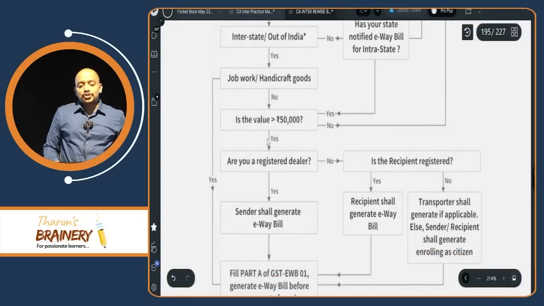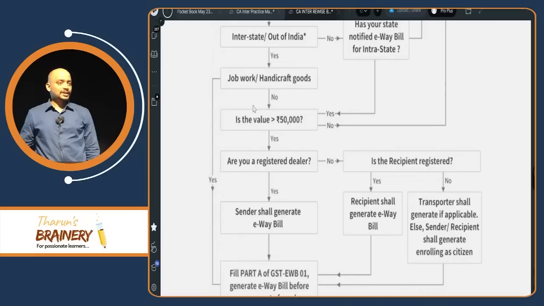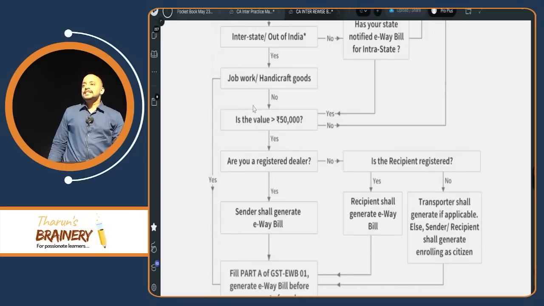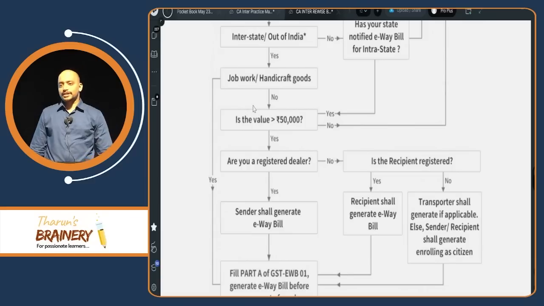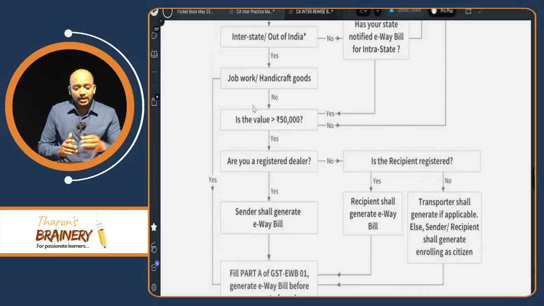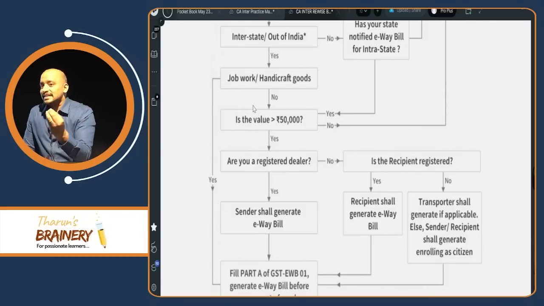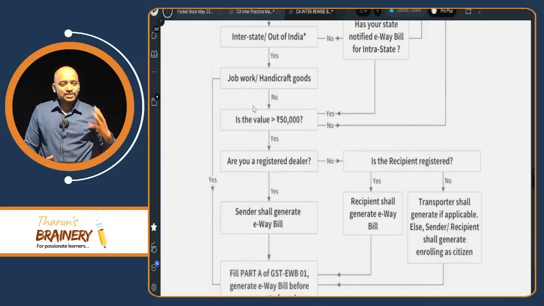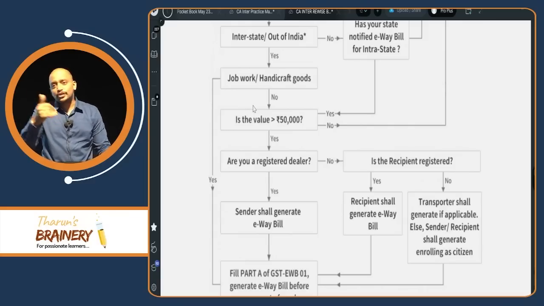Now, is it job work or handicrafts? Yes, then e-way bill is always required irrespective of the amount. If it is some other goods, e-way bill is required only when the value exceeds 50,000 per invoice. Again, I am repeating, listen. Only when the value of goods transported per invoice exceeds 50,000, then e-way bill is required.